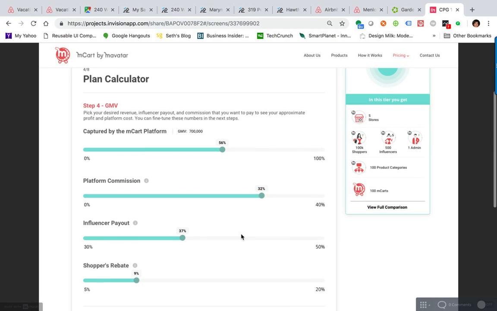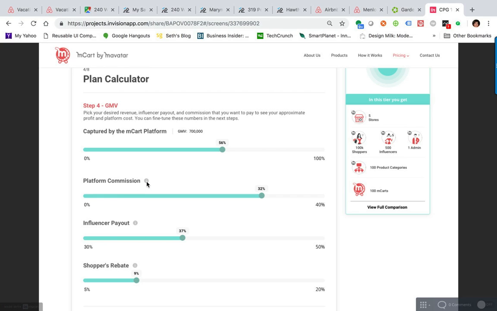This is very similar to the other plan calculator. The only difference up here is the first slider, where the slider is about the amount of GMV that is captured by the MCART platform. The percentages go from 0 to 100%, and they can pick any number, and the rest is similar.